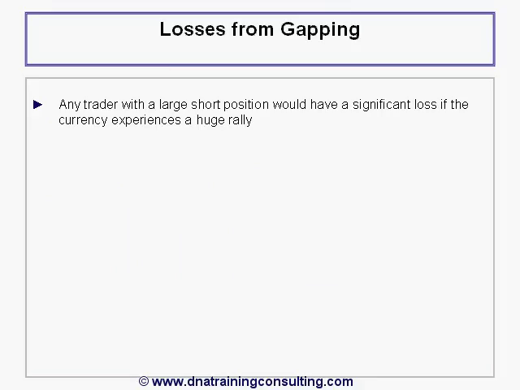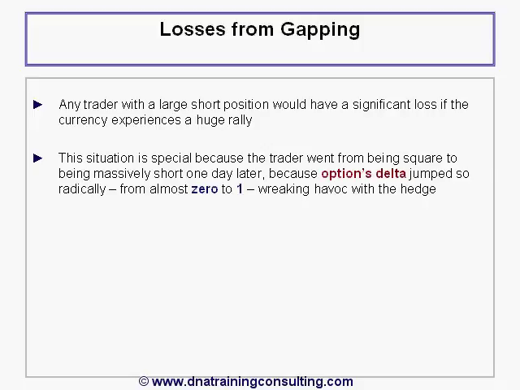There is nothing surprising about a trader losing a great deal of money if he has a large short position in a currency just before it experiences a huge rally. The same would happen with a stock or a commodity. What makes our situation special, however, is that the trader went from being completely square just one day before to being massively short a day later, because the option's delta jumped so radically from almost 0 to 1, wreaking havoc with the trader's previously sound hedge.